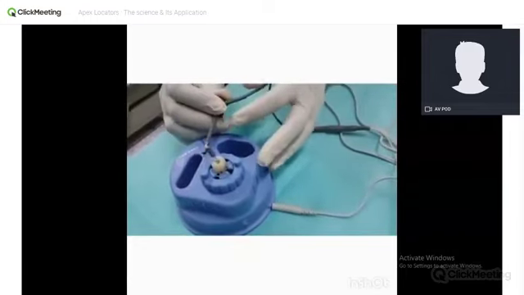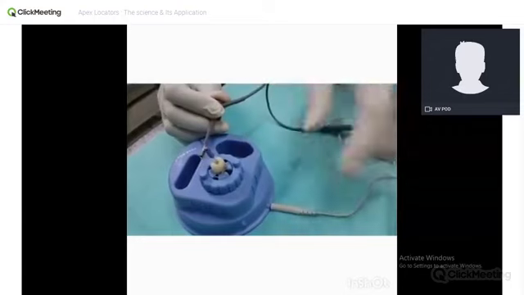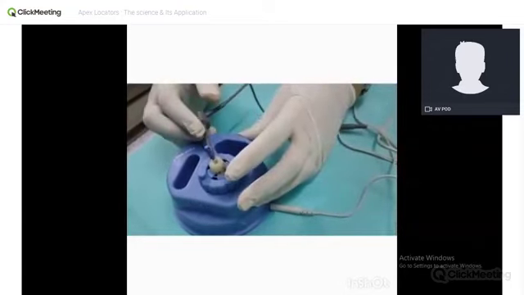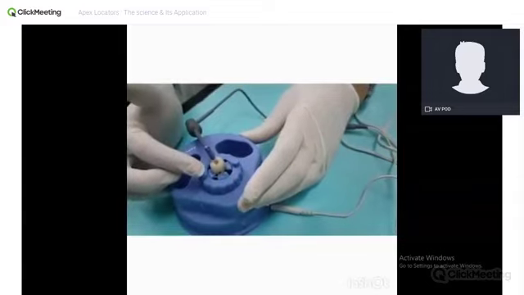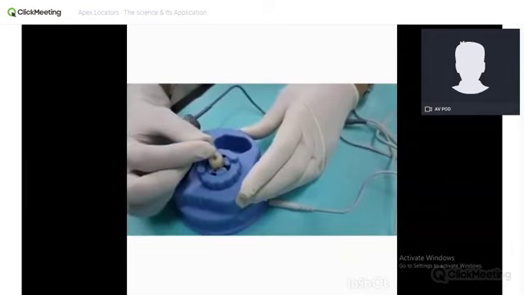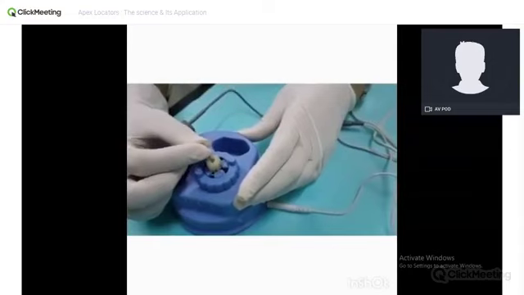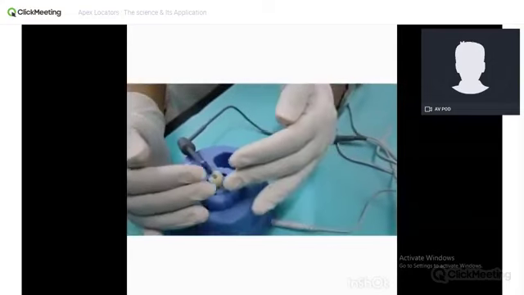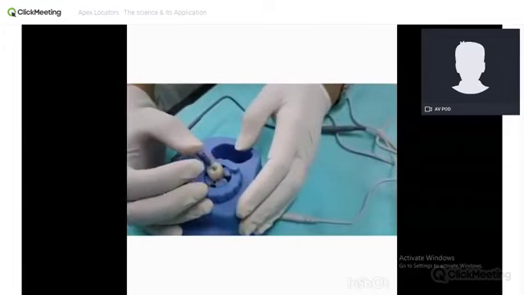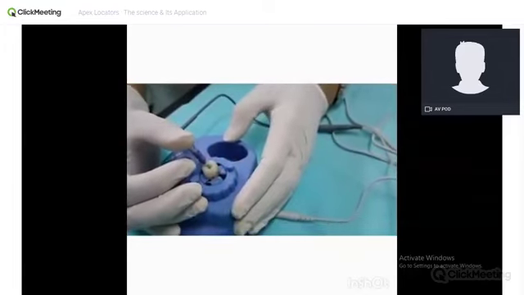Attach the file holder to the metal file. Make sure the pulp chamber is dry. The canals can be lubricated, but there should be no exchange of fluid between the canals. Also ensure that there is no flow of saliva from the external surface. And now we are ready to determine the working length.